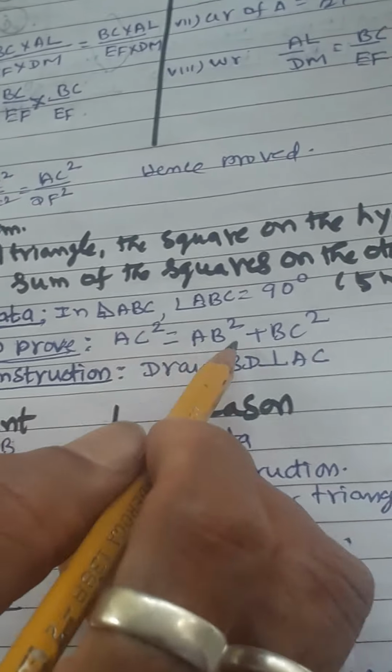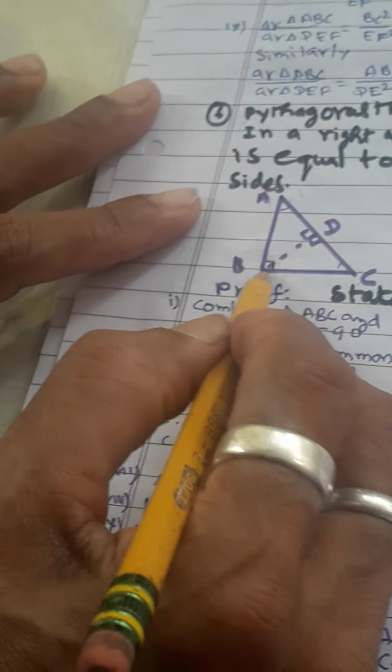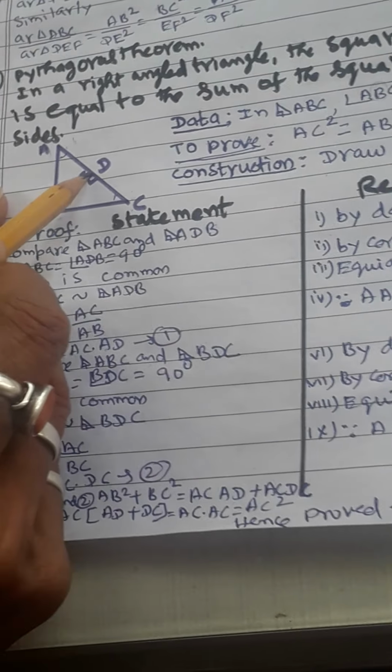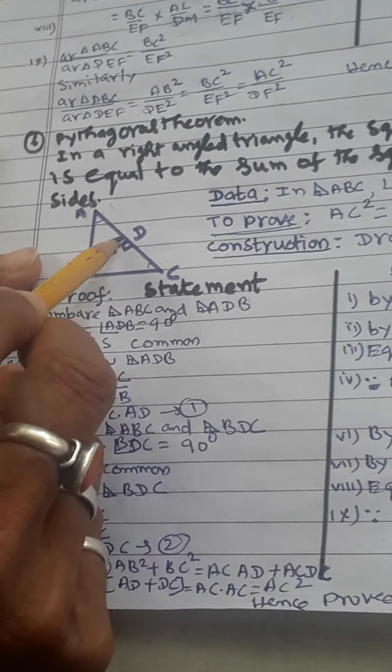So that is what I have written. Then they already said it is a right angle triangle, so we consider angle ABC. Where the middle letter comes, there it should be 90 degrees. So angle B should be 90 degrees. That is the data already given. Now, construction: what you have to do? You have to draw another perpendicular line, BD, such that D is 90 degrees.